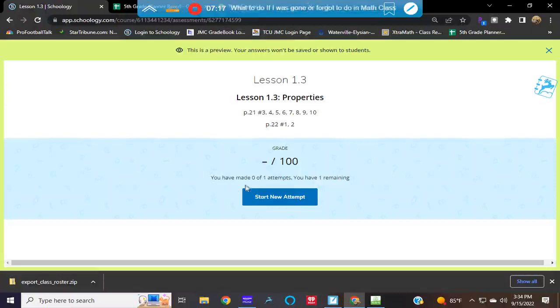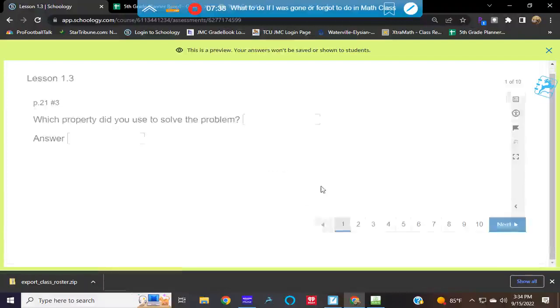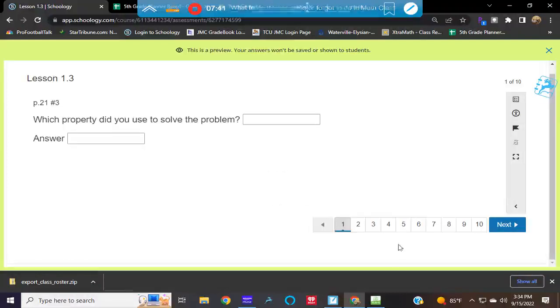Okay, it says right here, you have made 0 of 1 attempts. You have 1 attempt remaining. Okay, so we haven't done anything yet. So when your student is ready, and I suggest that you complete your whole assignment on your loose leaf paper before you start in Schoology, because then you won't lose it if something happens. So click Start New Attempt. When we get our new attempt, you're going to see down here that there's 10 problems. That's how many problems we have to do today, and each one is giving us what we need to do.